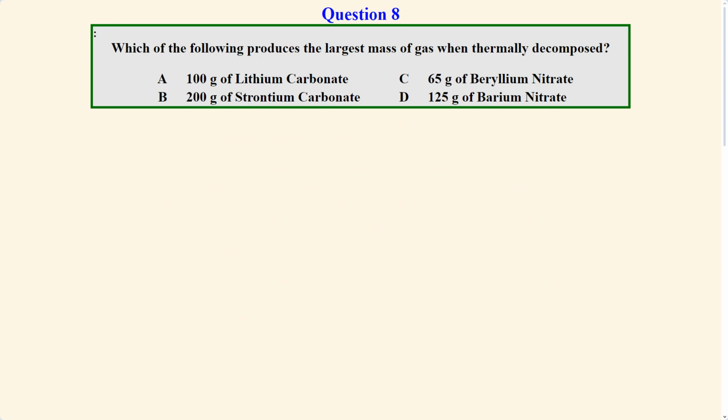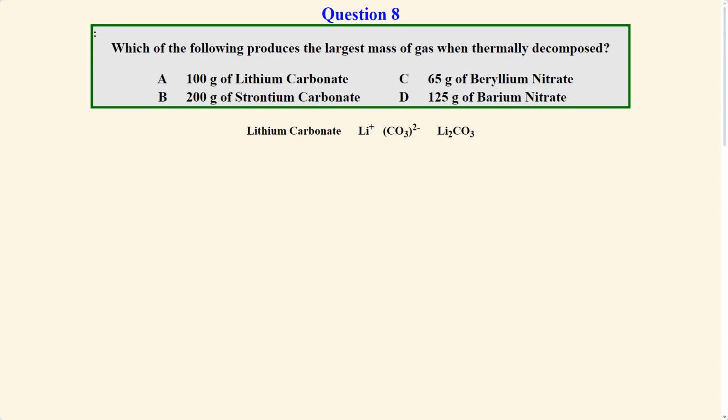So we start with the lithium carbonate. So we need the formula. Lithium is in group 1, so it produces the Li+ ion. Carbonate is CO3 2-. And to balance the charges, we're going to need 2 of the lithium, so we've got 2+ to balance the 2-.